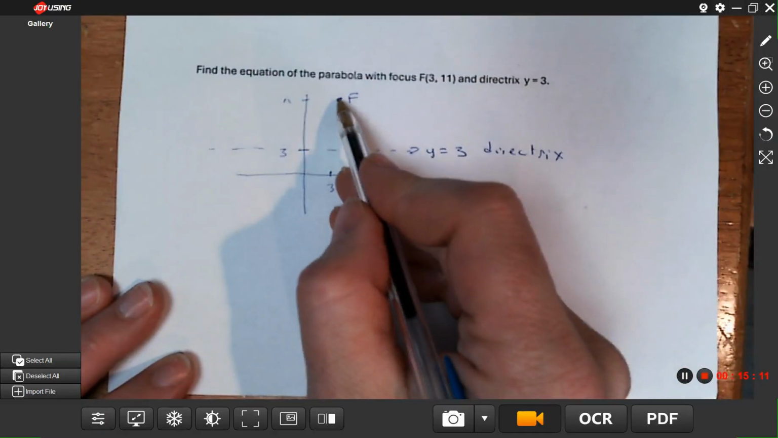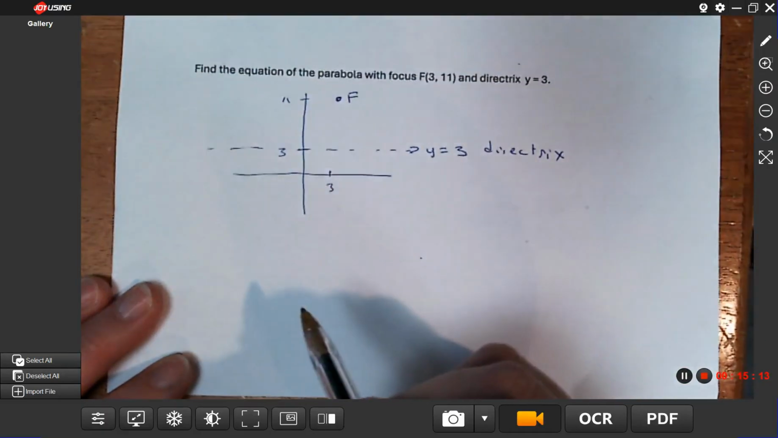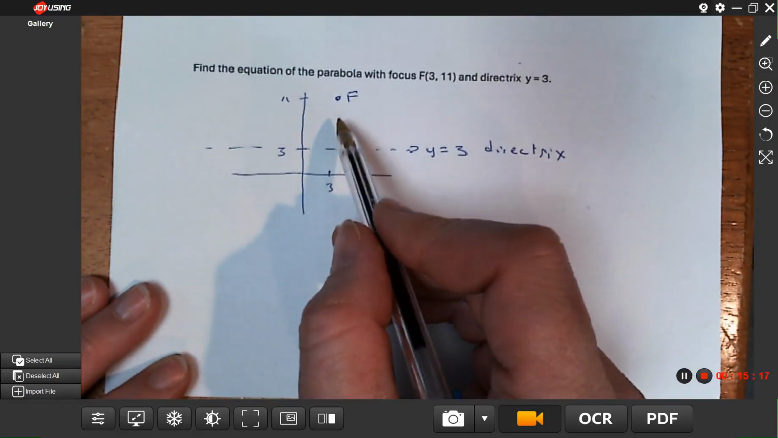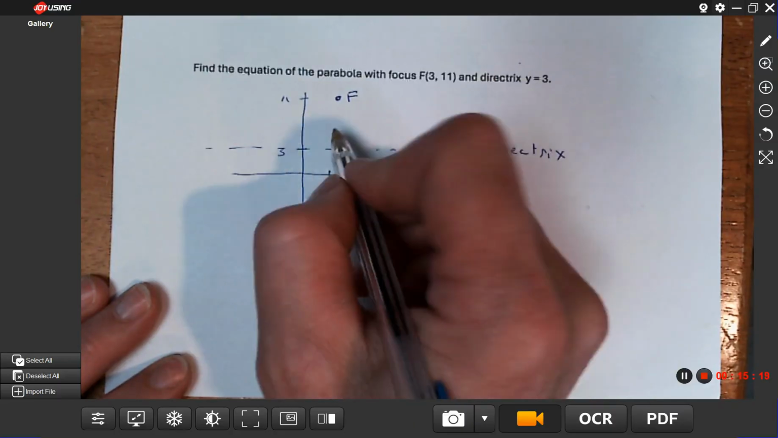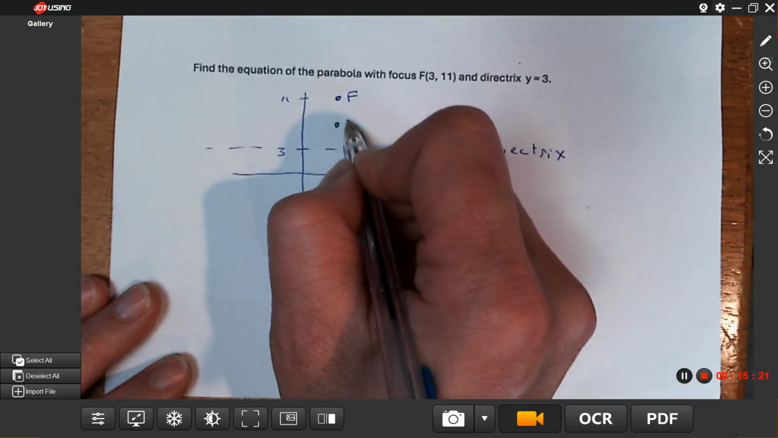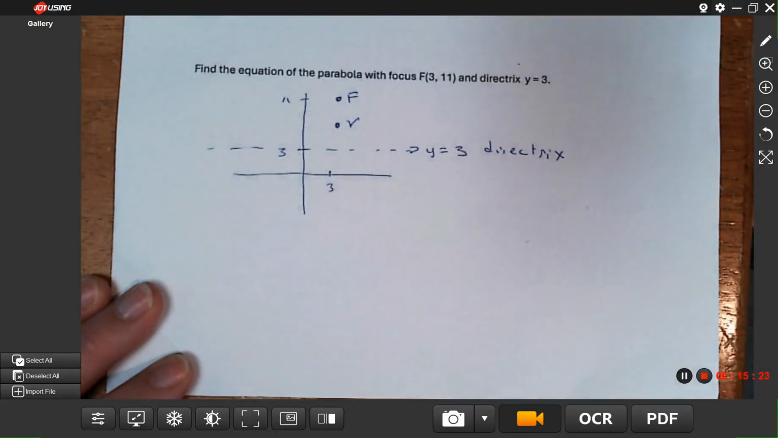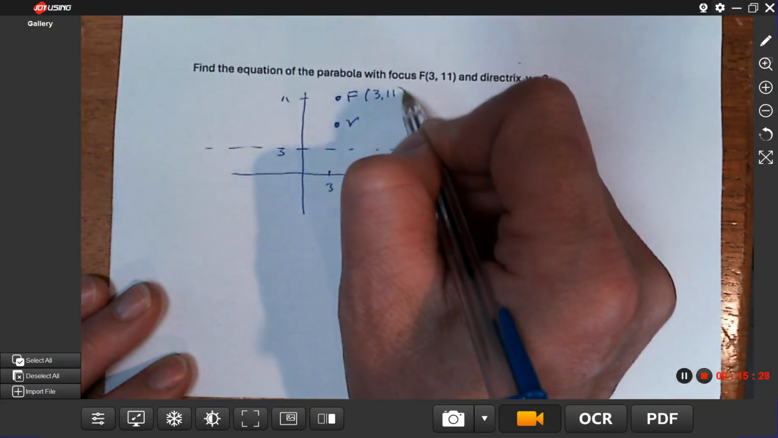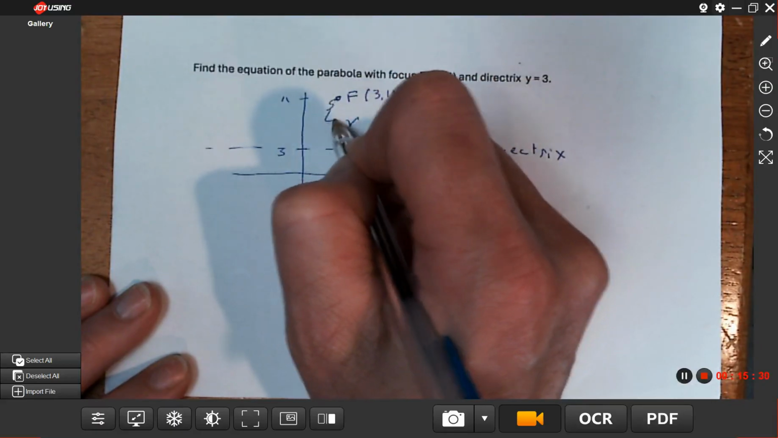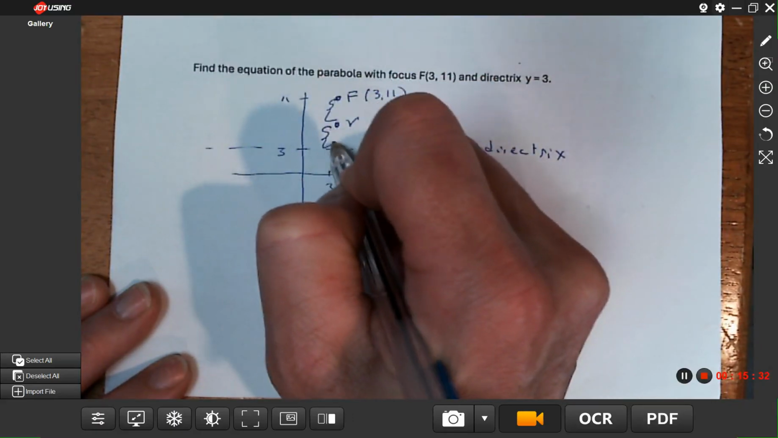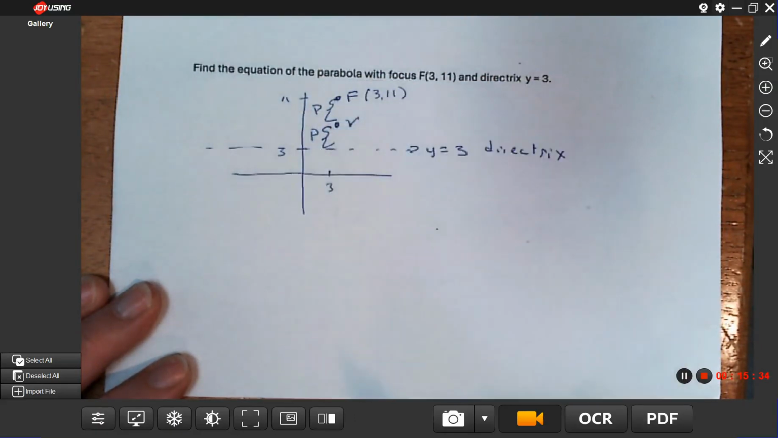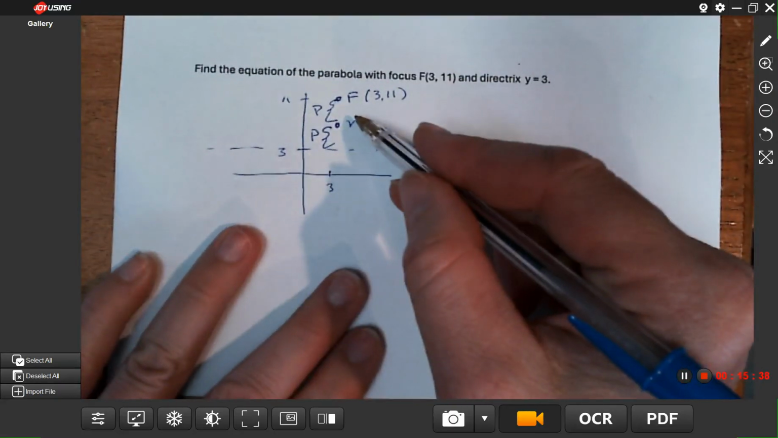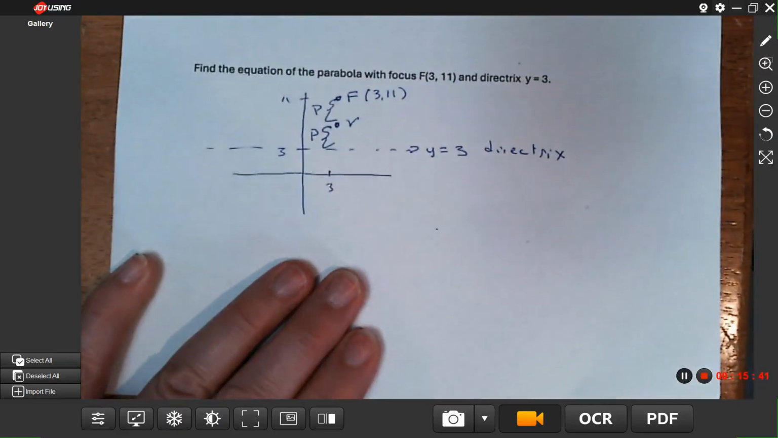So since I know the focus is above the directrix, I know that my vertex has to be halfway in between. So I plotted it there. I don't necessarily know my coordinates, but I plotted it there. So the focus is (3, 11). Okay. So I know that this distance is the same as this distance, and they're both equal to p. So it'd probably be helpful to figure out what p is.